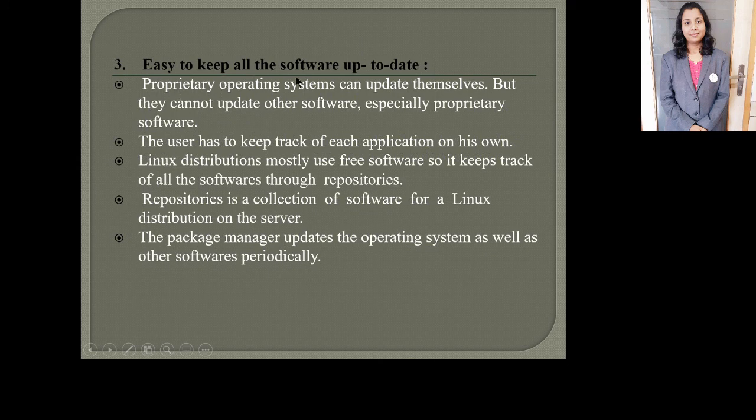Next is easy to keep all the software up to date. Proprietary operating systems can update themselves, but they cannot update other software, especially proprietary software. So the user has to keep track of each application on his own. Linux distributions mostly use free software, so they keep track of all the software through repositories. Repository means what? A repository is a collection of software for a Linux distribution on the server.